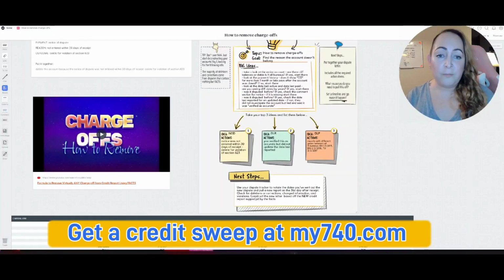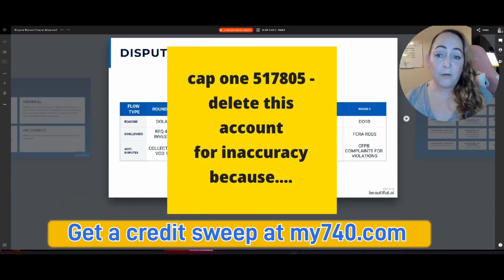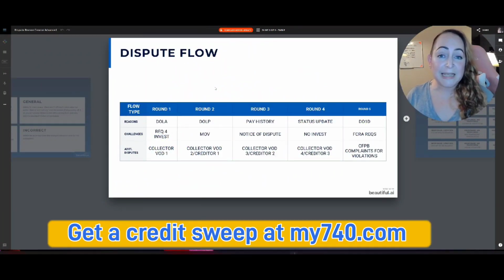Right here on our big idea and our next steps, we're very simply going to say, delete this account for inaccuracy because the date last active is inaccurate. Okay, we're starting with, again, the big guns. Our second round could possibly be date last paid or our notice of dispute, but this is something that you can follow consistently for every single charge-off.